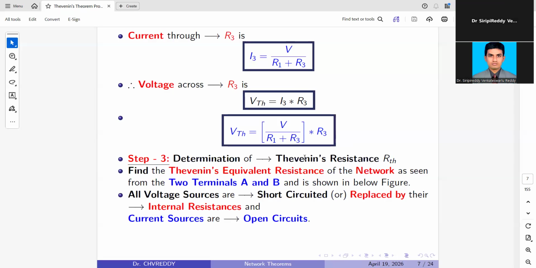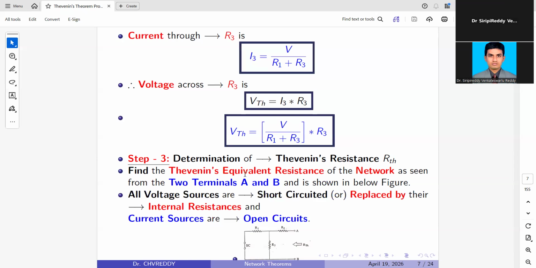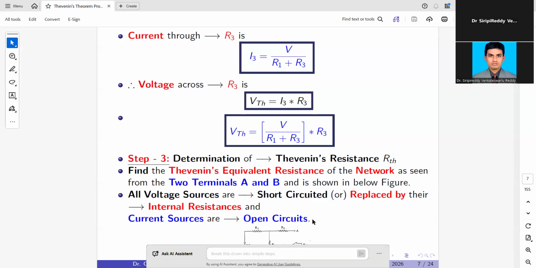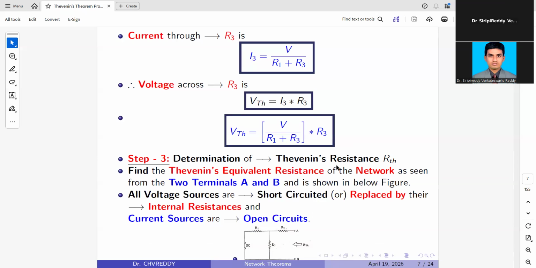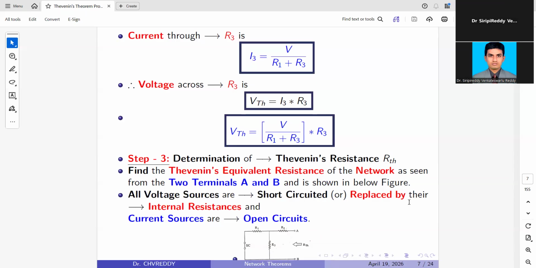When you are calculating this Thevenin equivalent resistance, if any voltage sources are there, you make them a short circuit or replace them by their internal resistance, and if current sources are there, you make them an open circuit. The circuit for the Thevenin resistance is shown in the figure below, where we are calculating RTH from the terminals A and B.